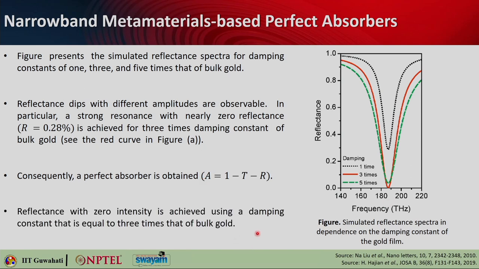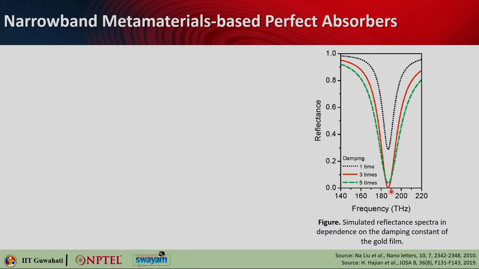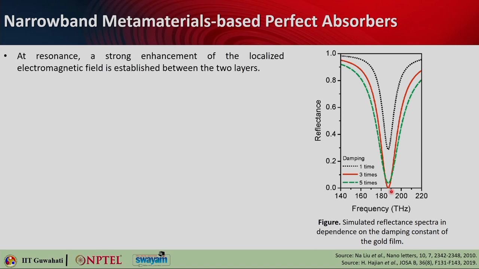Here it shows the reflection with zero intensity is achieved using a damping constant that is equal to 3 times that of the bulk gold. So that actually tells us what should be the ideal thickness of those disks, okay. If you are able to use very thin disks, you can actually get this high damping constant that can give you this perfect absorption. So that is where the design of this metamaterial comes into picture.